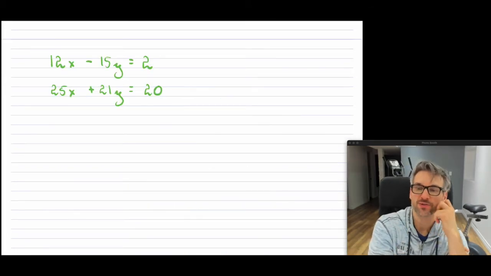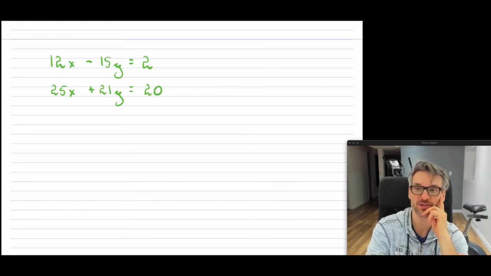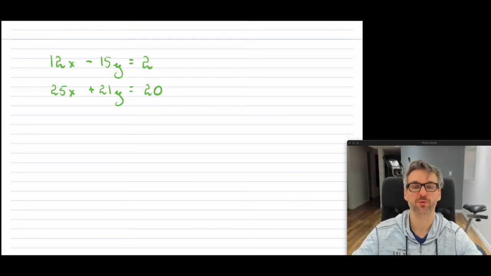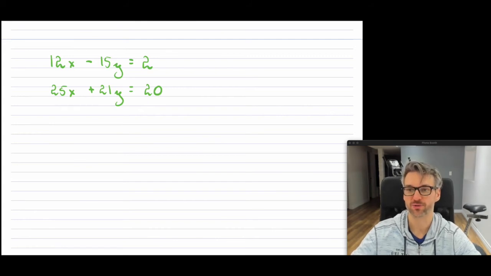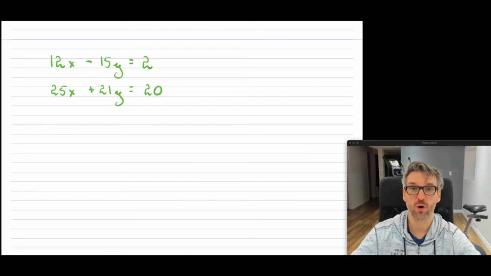All right, so let's do a little bit harder example, when the integers are a little bit bigger. Because in the other two cases that we had, the integers were rather small, so it was easy to find the lowest common multiple. So here, we can just pick which one we're going to eliminate, either x or y. I'll arbitrarily say y. I'm going to try to eliminate y here.